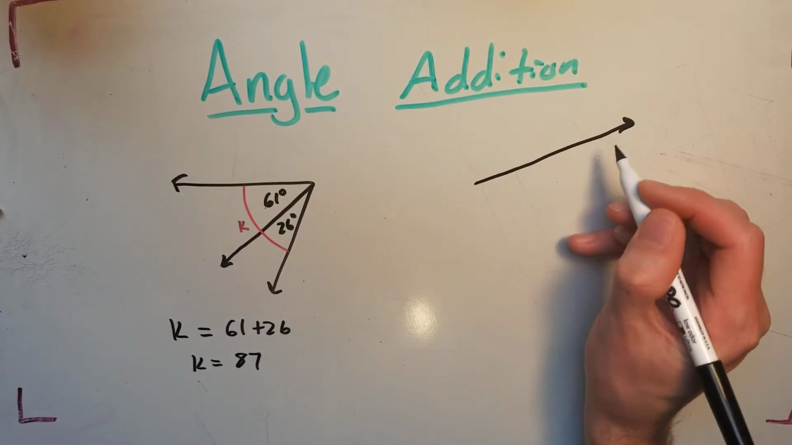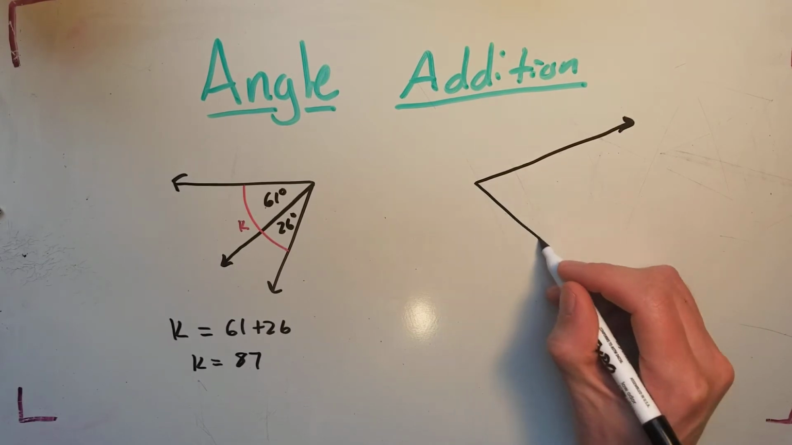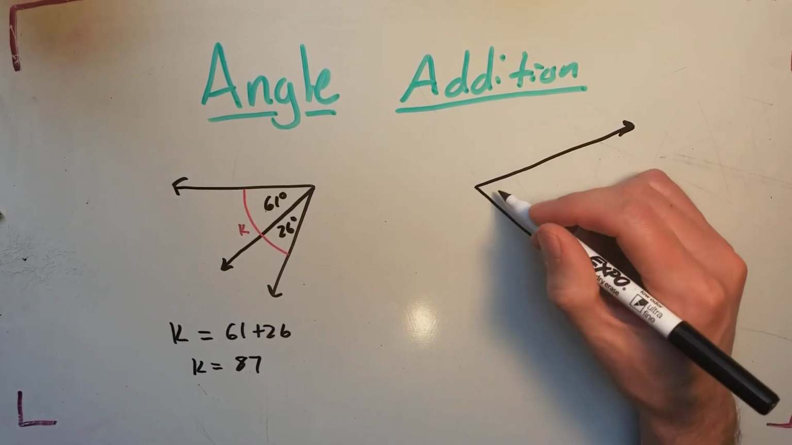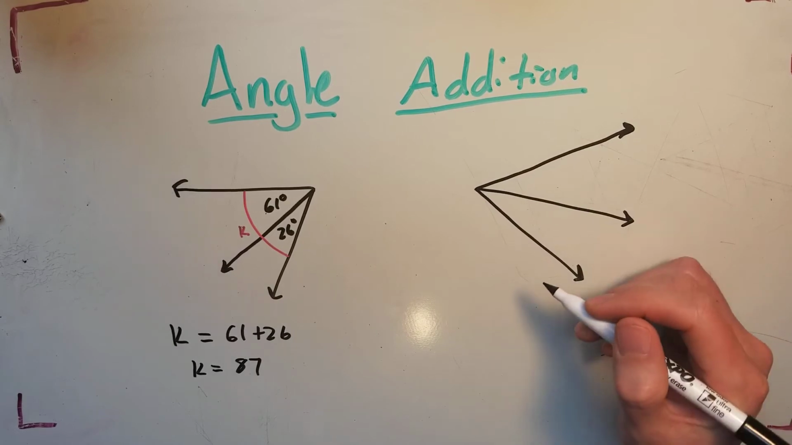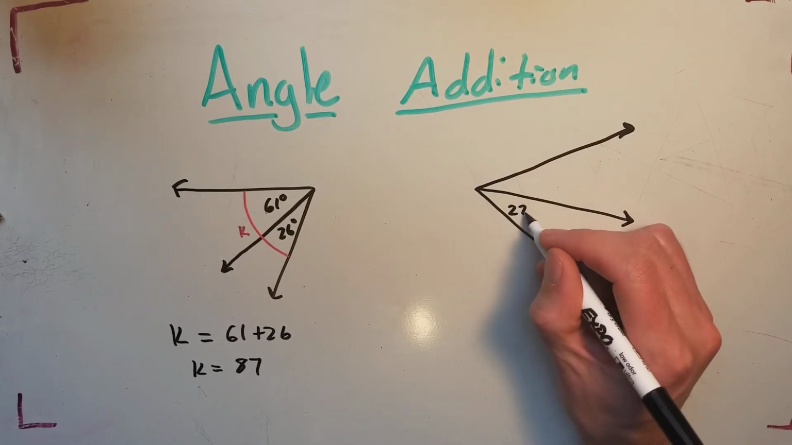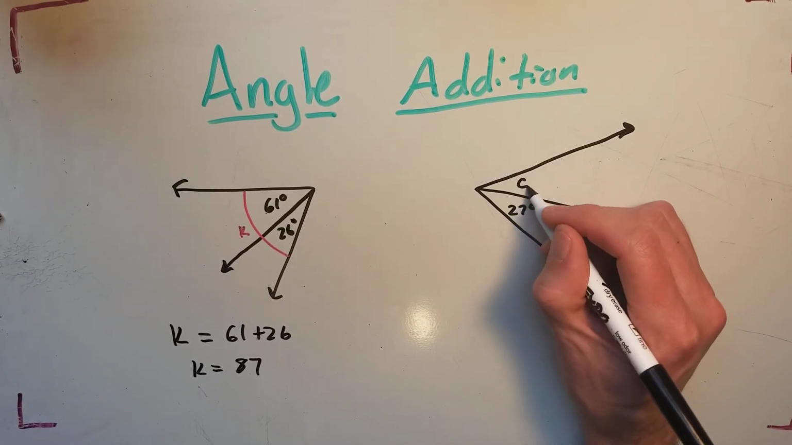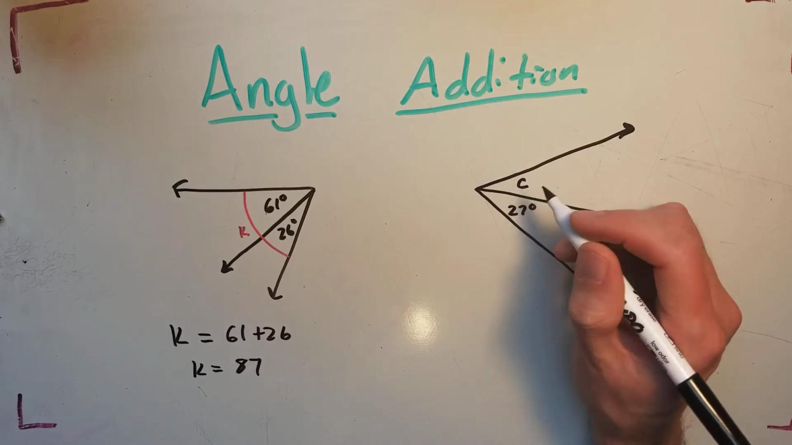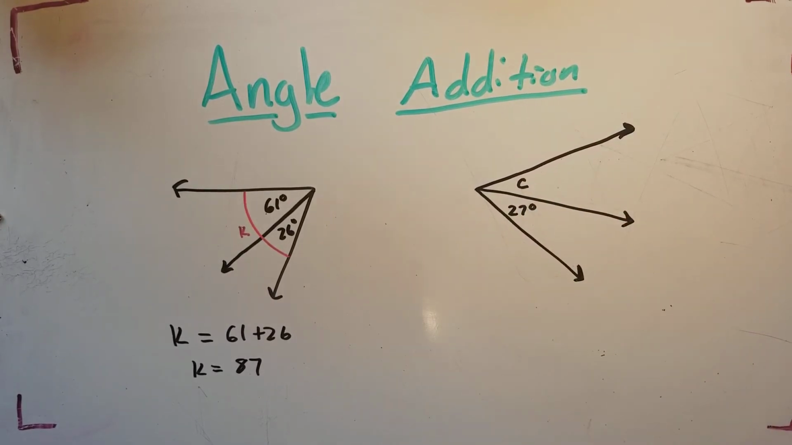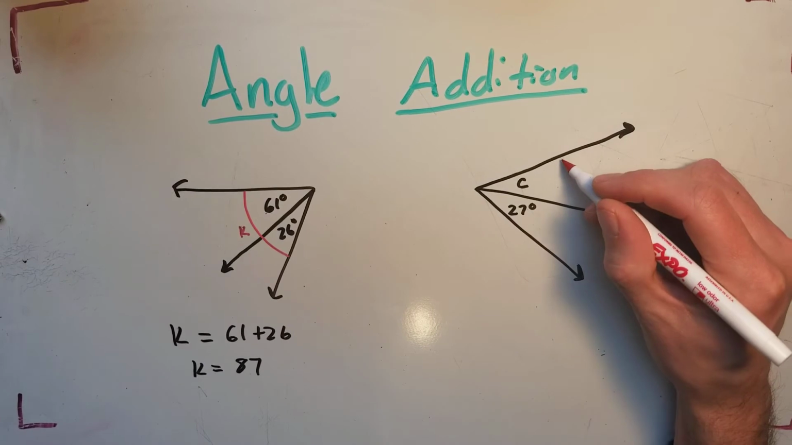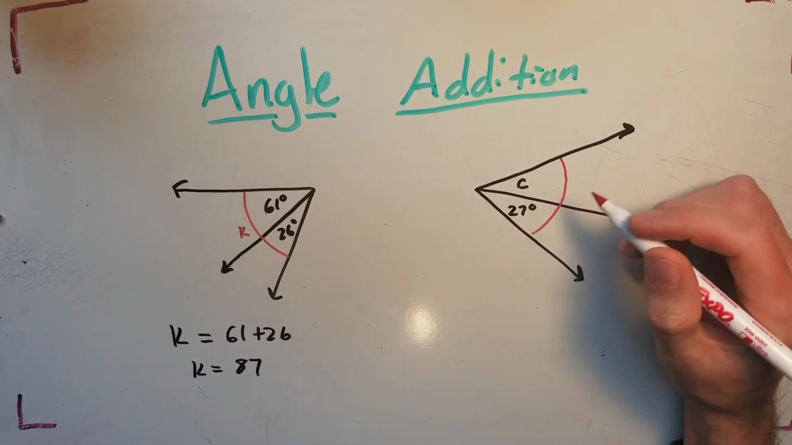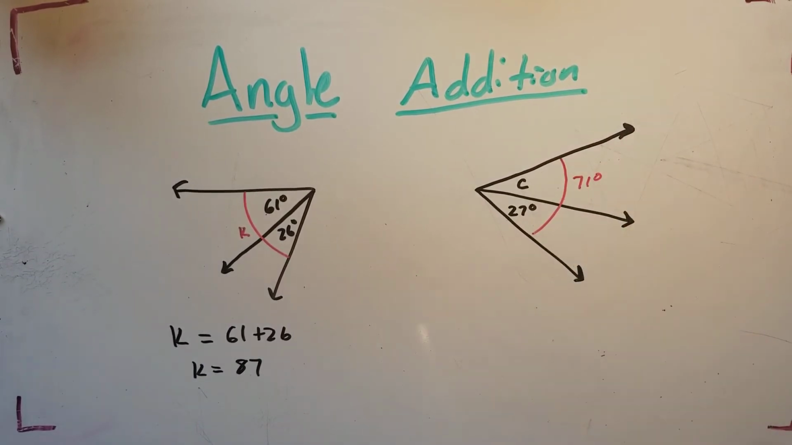Our second problem, we have this little diagram here, and we know this is 27 degrees. We know this angle is represented by the variable C. That's what we want to find. And we know this whole angle is 71 degrees.